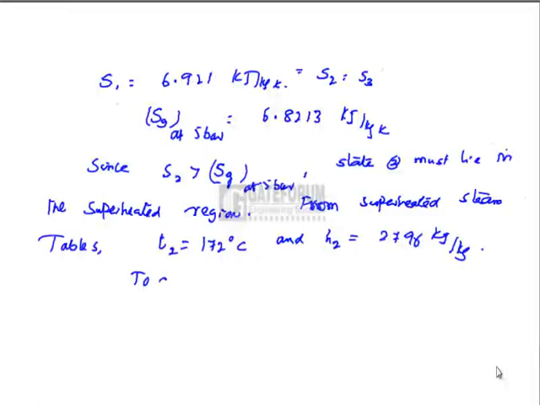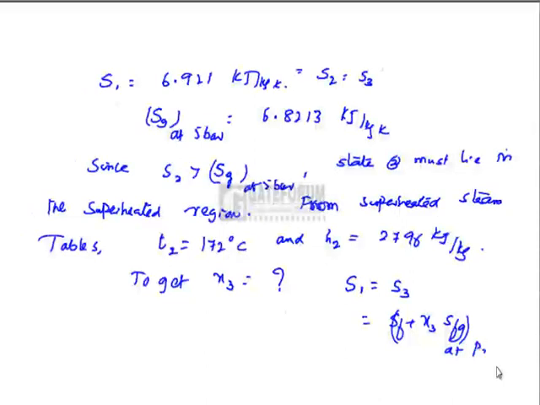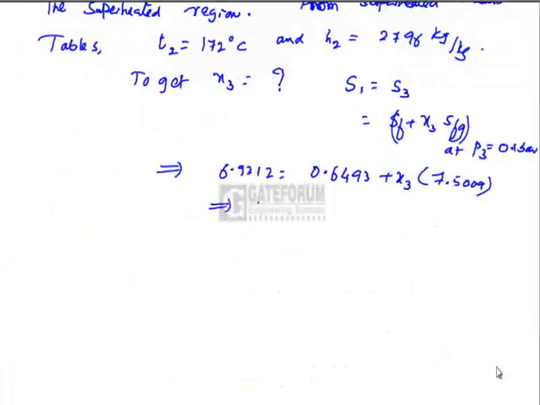So now to get X3, S1 is equal to S3, which is equal to SF plus X3 into SFG at P3. What is the pressure at 3? Condenser pressure, given as 0.1 bar. This implies 6.9212 is equal to 0.6493 plus X3 into 7.5009, from which the dryness fraction after isentropic expansion at condenser pressure is calculated as 0.836.